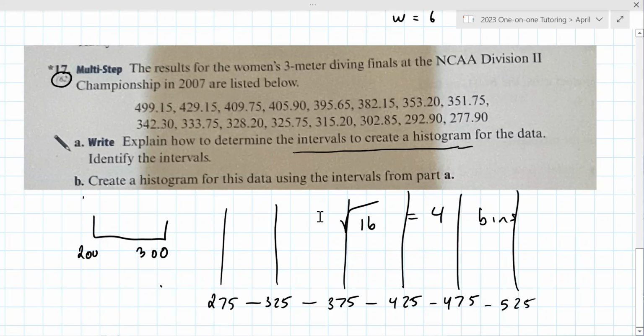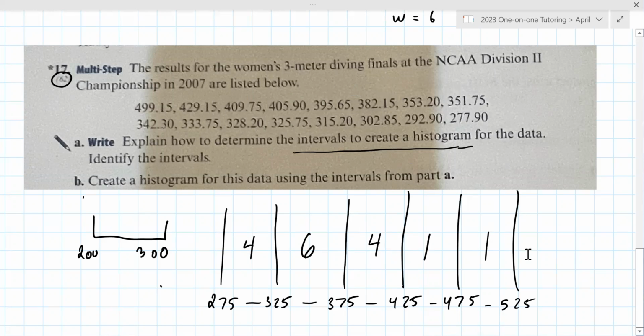And we're just going to put a check mark or a tally in the bin where each value falls. So like 277, 292, 302, 315, they're all going to fall in this first one here. So there's 1, 2, 3, 4 that go in there. And then for the next bin, 325, 1, 2, 3, 4, 5, 6 go in this interval. Then we're looking at 375 to 425: 1, 2, 3, 4. Then 1 and 1.